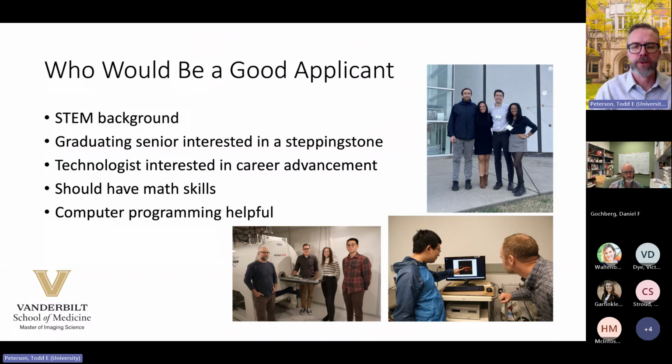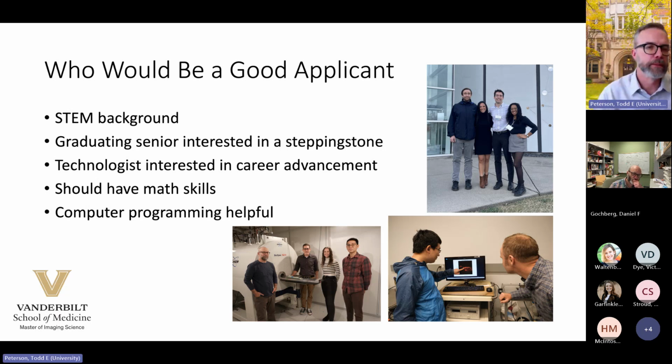So turning to the student side of it, who would be a good applicant? We find that students who have a STEM background are very strong candidates, although we have had folks who come at it from other areas, such as particular folks with psychology backgrounds. We've had several.